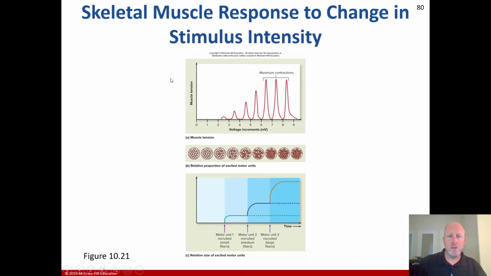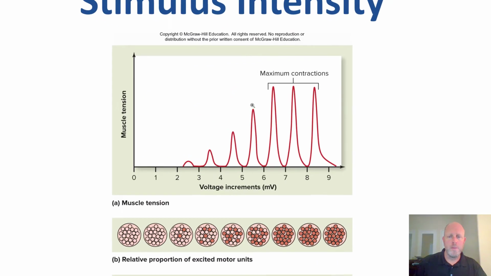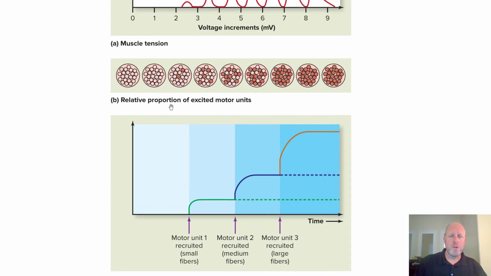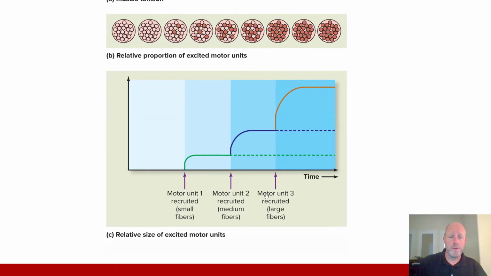And so here we have a skeletal muscle response to change in stimulus intensity. As that voltage increment increases here, with the millivolts, we're seeing, of course, a greater and greater response from maximal contractions. And the relative proportion of excited motor units, you see more and more of them becoming activated, the darker red here, until they're all maximally activated at maximal voltage, whatever that might be. Motor unit 1 is recruited in smaller fibers here, then motor unit 2, as an example, medium type fibers. So this would be type 1 fibers, then type 2A and type 2X. It wouldn't be that clean, it'd be more a variety of fibers and numbers, thousands upon thousands of neurons, and the fibers associated with them would be firing for maximal contraction.